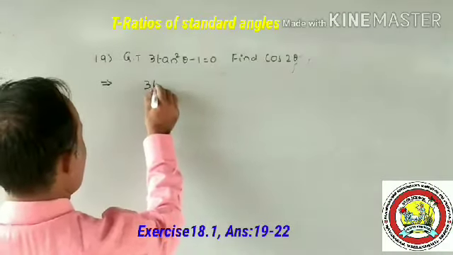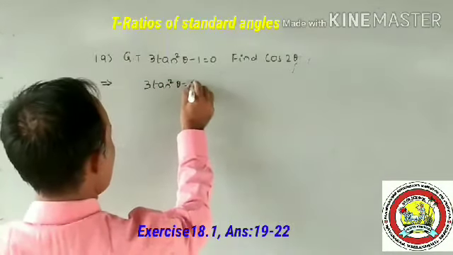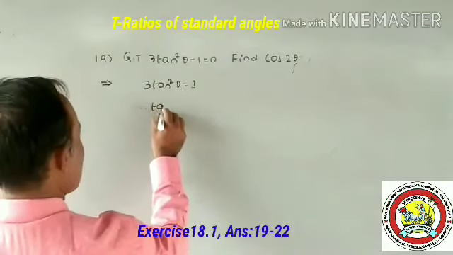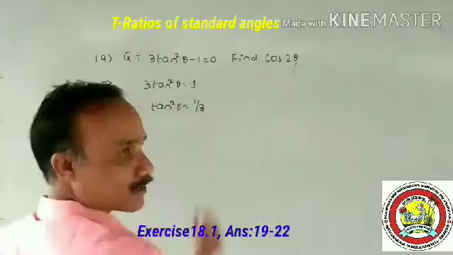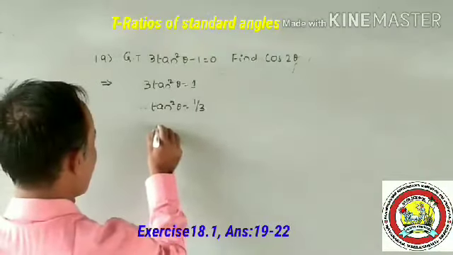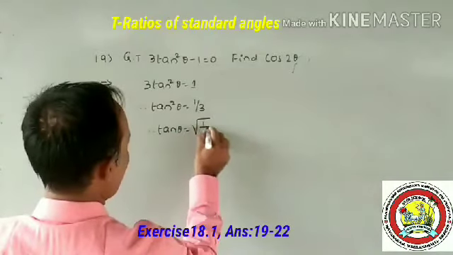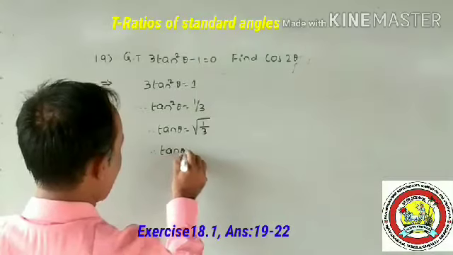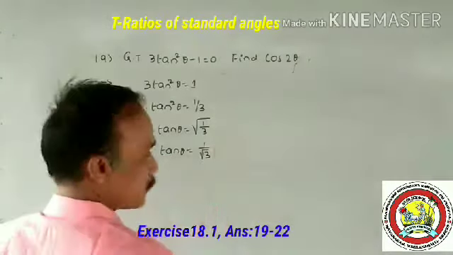So first find the value: 3 tan square theta is equal to 1. Send this 3 to the other side. Therefore, tan square theta is equal to 1 divided by 3. Therefore, tan theta is equal to root of 1 divided by 3, so tan theta is equal to 1 divided by root 3.